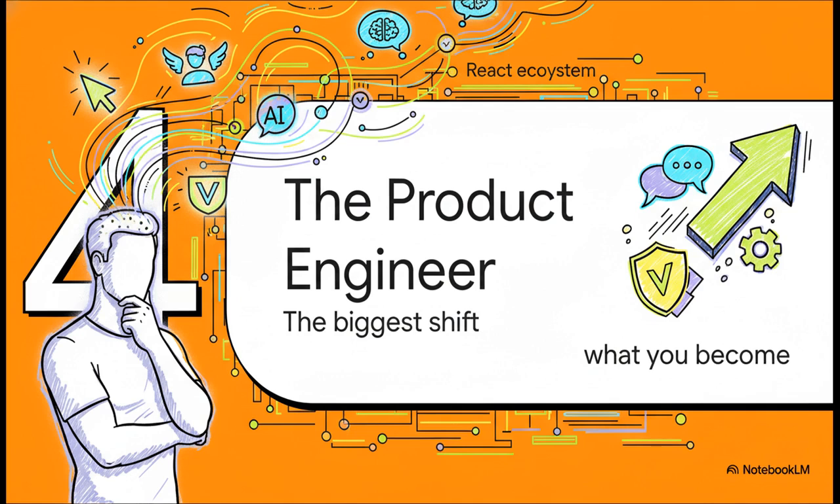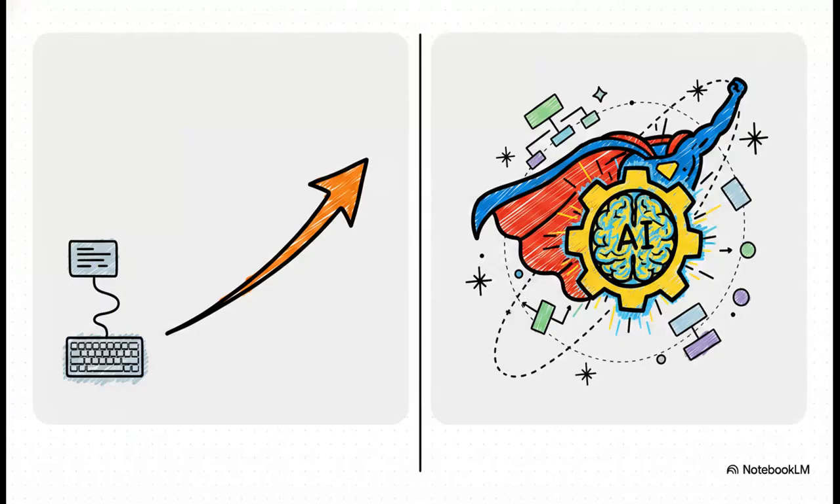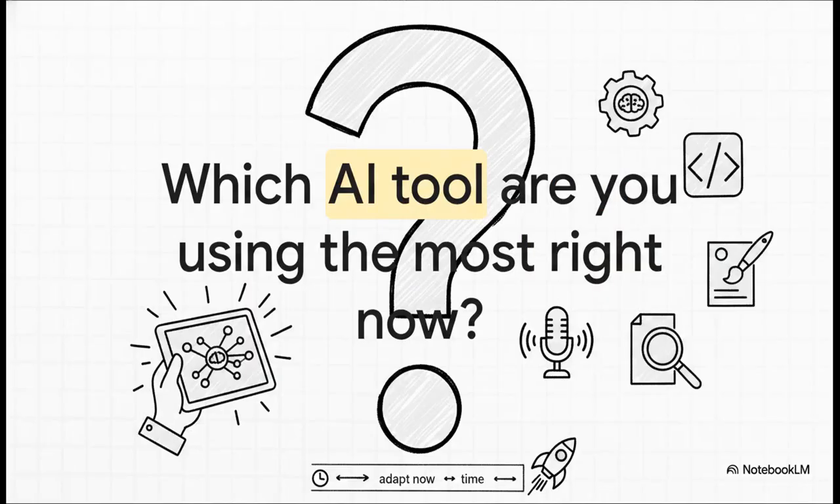Finally, section number 4, the future product engineer. This is by far the biggest shift in the industry right now. Look, React developers are no longer just manually typing out divs and spans all day. The whole career path is evolving into AI-assisted product engineers. You direct the AI, you manage the architecture, and you get to focus purely on the final product experience. Remember this, AI won't replace React developers, but React developers using AI will definitely replace those who don't. The time to adapt and learn these workflows is right now.